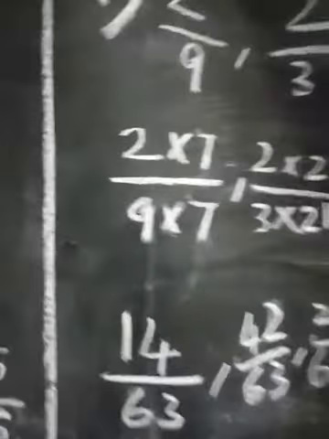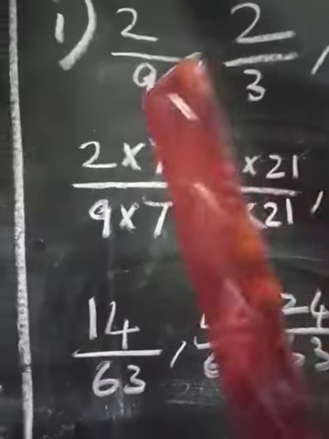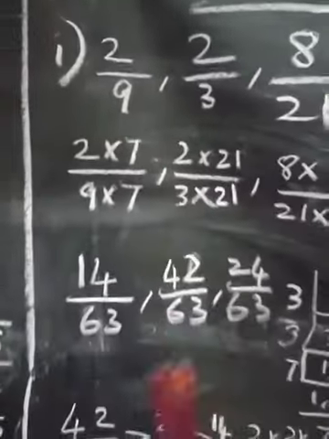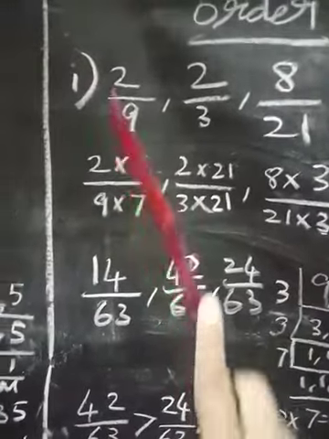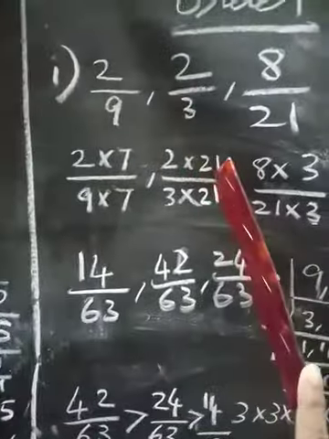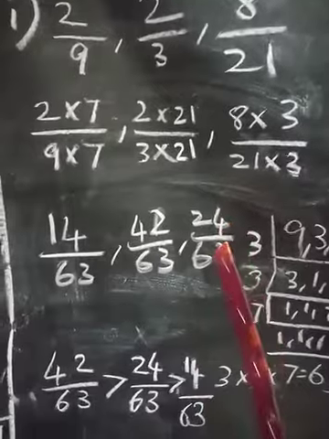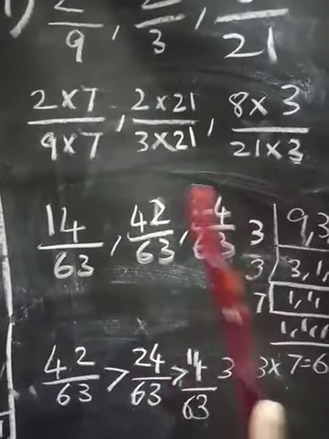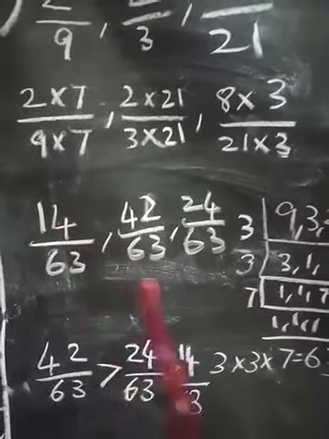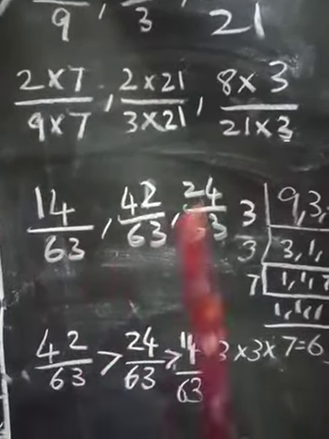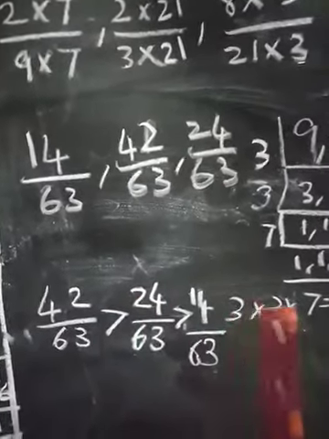Now all the denominators, convert these denominators into the LCM number. 9 into 7, if you multiply 7 with 9 you will be getting 63. Same number you should multiply on the top also. Okay students, so 14 by 63, 42 by 63, 24 by 63. Now all the denominators are same. So you can see which is the greatest number. All the denominators are same. By comparing the numerators, you can now write in descending order, from bigger to smaller number.